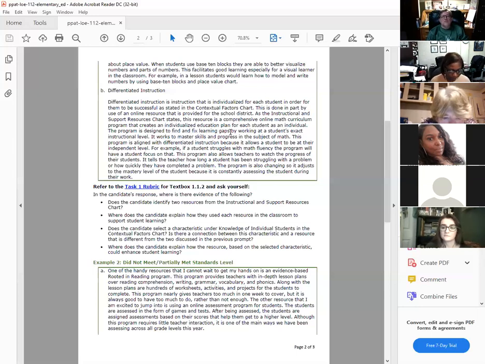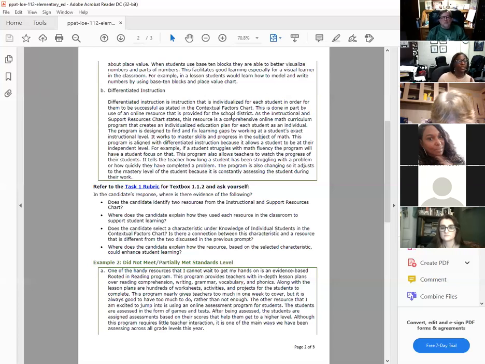Okay. Let's see. Now, does the candidate select a characteristic of the knowledge of students in the context? Is there a connection between this characteristic and a resource that is different from the two discussed in the previous prompt? And I think here, when she talked about the contextual factors chart, and then she also talked about a resource and instructional support resources chart, I think she just discussed both of those succinctly. It says, where does the candidate explain how the resource based on the selected characteristic could enhance student learning? And that's what we just talked about.